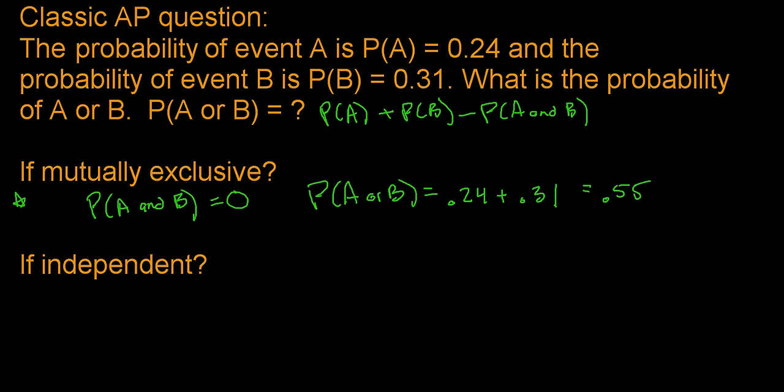So this is a very common AP question. I see this a lot. They'll ask this type of scenario and they'll say, what happens if you're mutually exclusive? All you have to remember is that that back part, A and B, is 0.